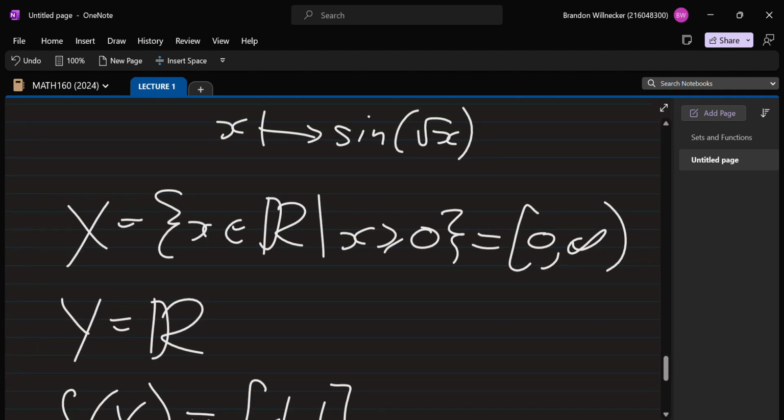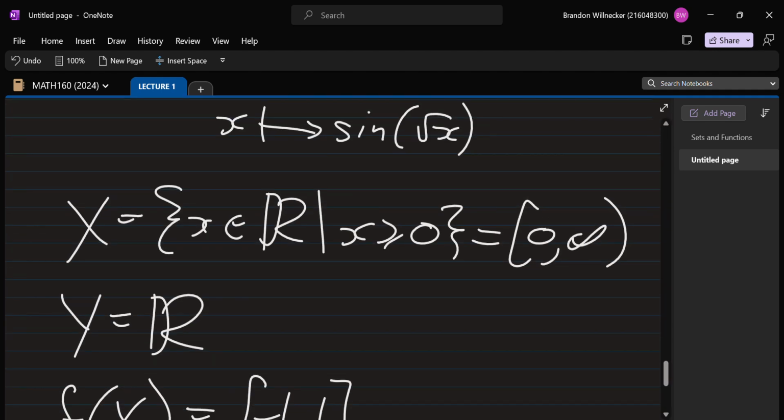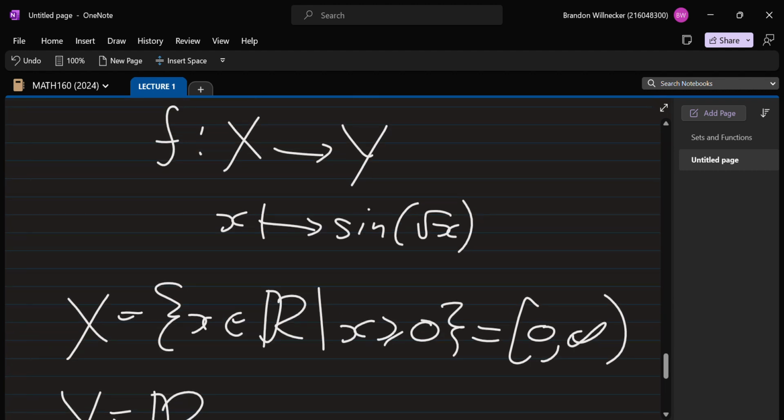So the target here is everything that we're mapping to. This function maps to real numbers, so the target is real numbers. But that's not necessarily the range. The range is the particular values that it gets mapped into. Like that picture we had right at the beginning, the target was y1, y2, y3, y4, but the range was the specific values that we went to. Okay, does it make sense?